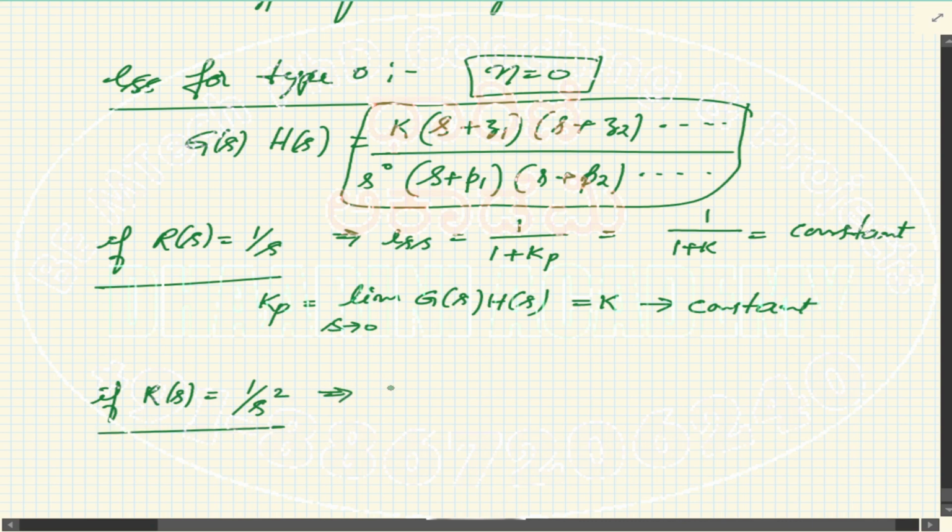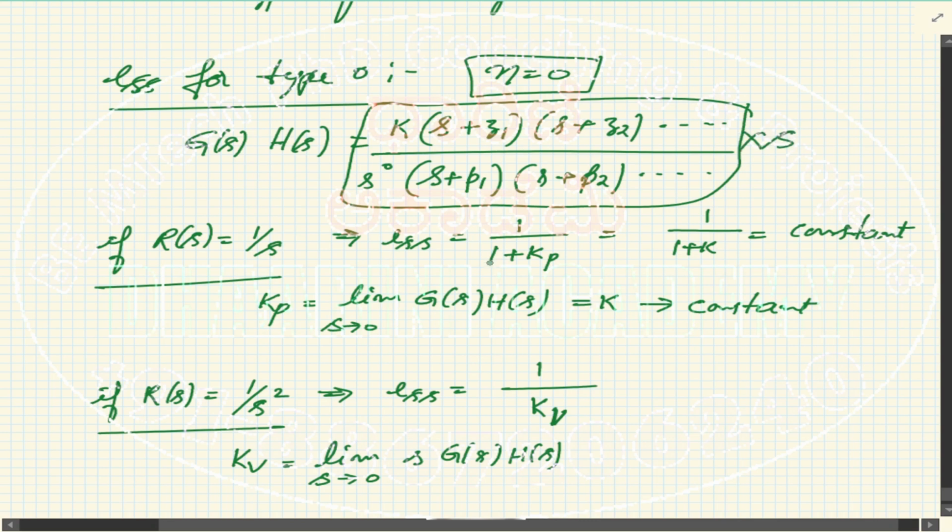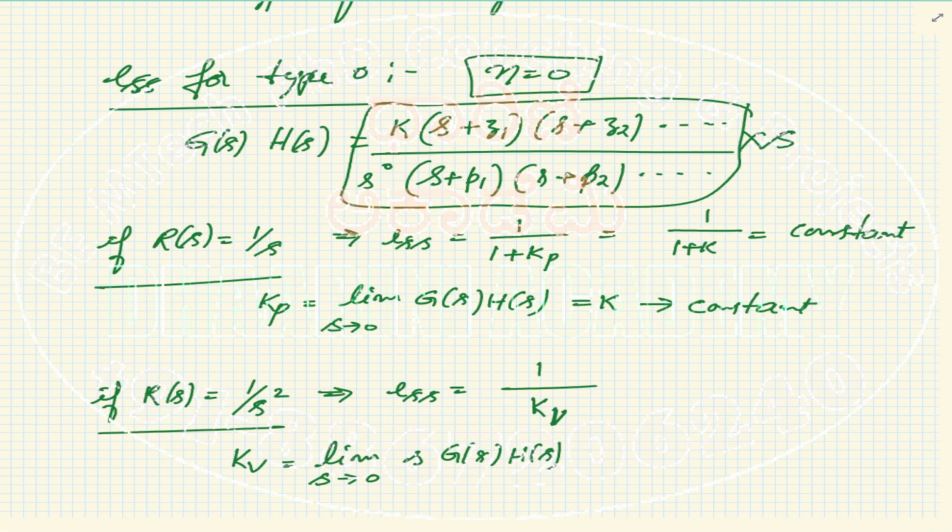So whenever the input is 1 by S square, what is the equation for ESS? ESS has to be 1 divided by Kv, right? So 1 by Kv. So first let's calculate what is Kv. Therefore, Kv is equal to limit S tending to 0 of S into G of S into H of S. Correct? So G of S into H of S you have. To this you multiply by S. So this into S. Correct? Now you see there is no S in the denominator to cancel this S.